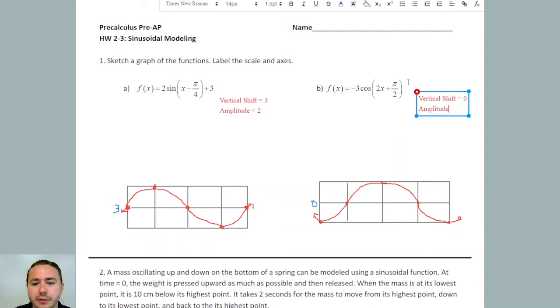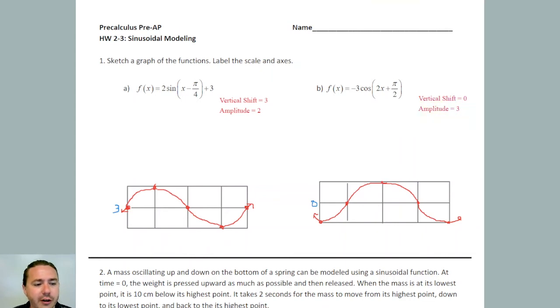Amplitude. Make sure I can spell there. And so what that tells us is the distance from equilibrium to the extreme. So I'm going to add 2 to find my maximum, and I'm going to subtract 2 to find my minimum. For part B, I'm going to add and subtract 3, because that's my amplitude. So 3 and negative 3.